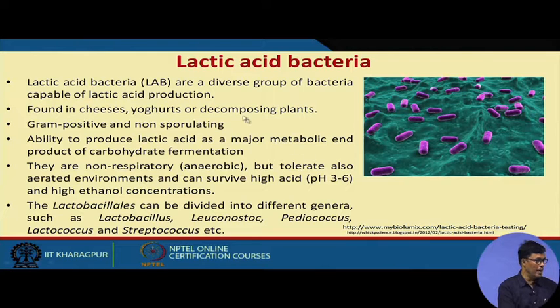Now lactic acid bacteria are a diverse group of bacteria capable of producing lactic acid, because in day to day life we use curd, and curd also contains a lot of lactic acid bacteria. Here we have mentioned Lactobacillus, Streptococcus lactis, which are largely present in our curd and found in cheese, yogurt and decomposing plant. It is a gram positive and non-sporulating bacteria. The ability to produce lactic acid is a major metabolic end product of carbohydrate fermentation.